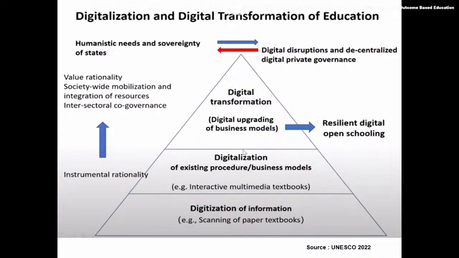We talk about digitalization, where in this journey, I think most universities and colleges are on this digitalization platform. And once we adopt AI in digitalization, we move on to the digital transformation platform, where digital disruptions will start taking place, and decentralization of digital private governance will happen, enabling humanistic needs and sovereignty of states.